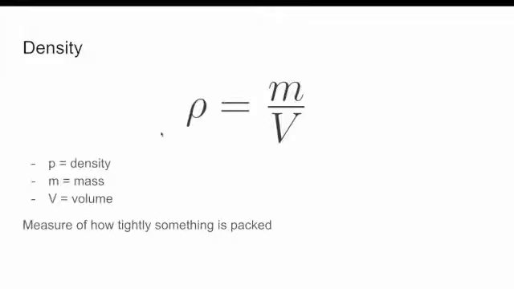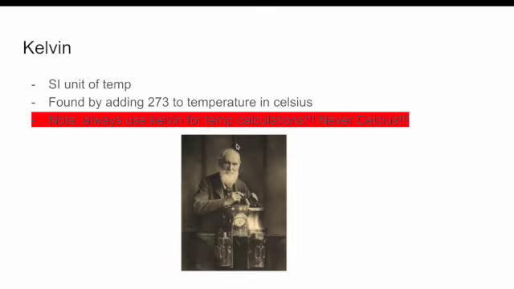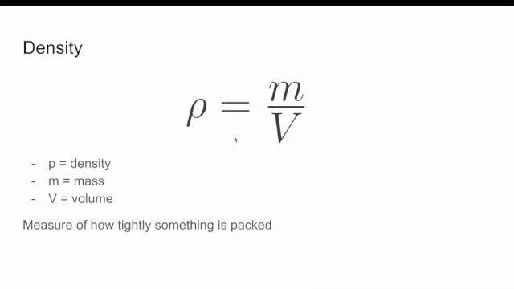So now let's look at densities. Density is mass over volume, and density is this little p here. It's called rho, it's a Greek letter. And m is mass and V is volume. So it's just a measure of how tightly something's packed. And that's pretty much all we need to know about density. You probably remember density from Unit A when we used it in order to calculate buoyancy.